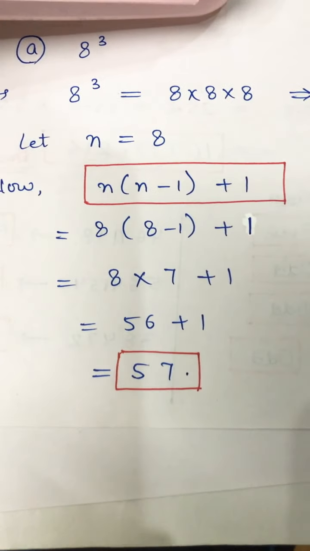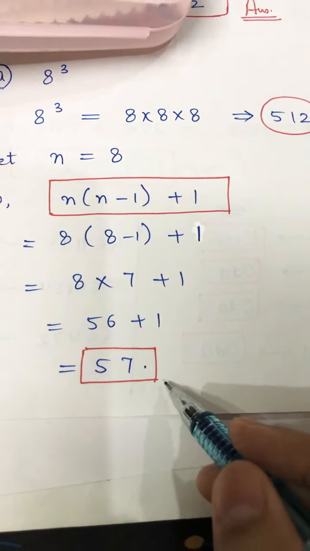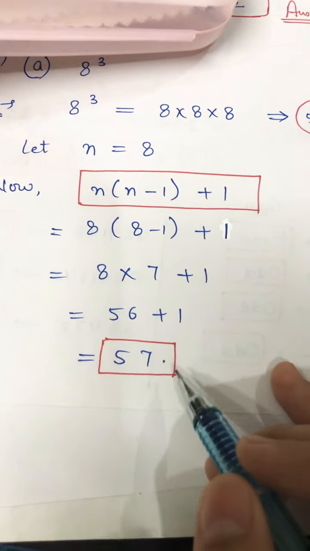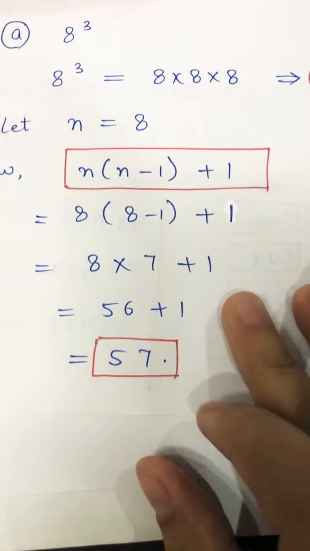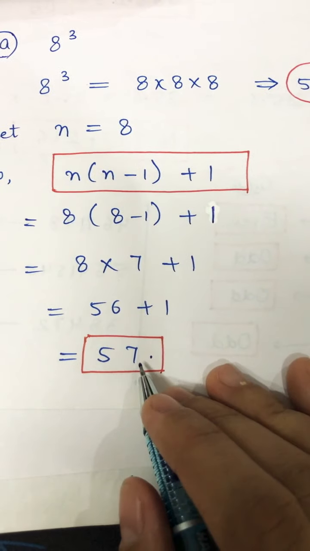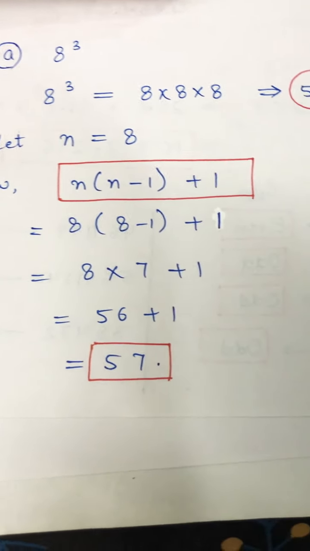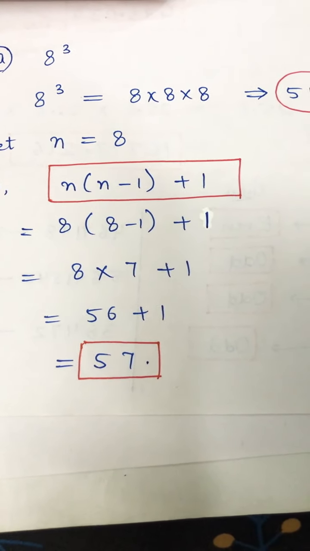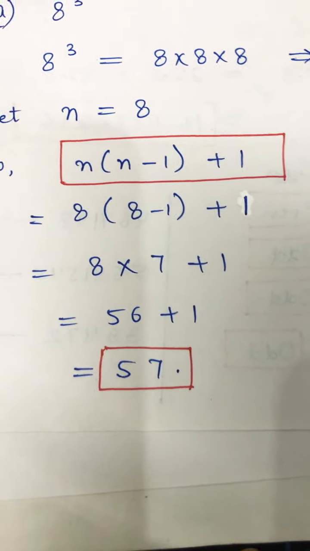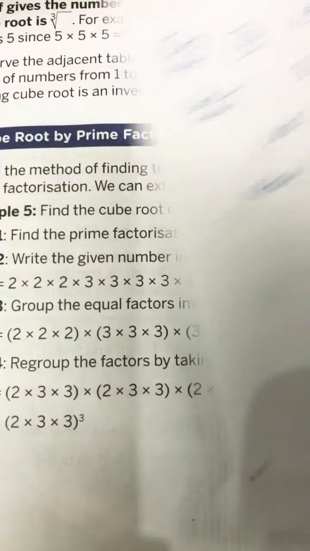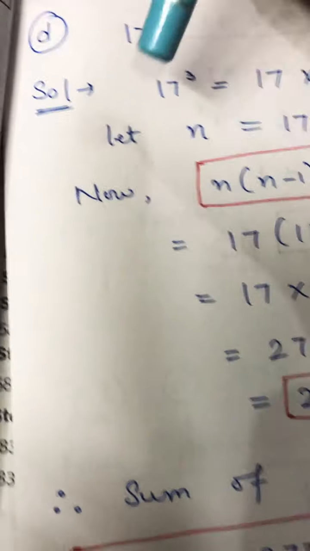Now the next step: with the help of the formula, take out the term. This is your term, 57. Now you have to find the sum of consecutive odd numbers. Is 57 an odd number or an even number? Obviously 57 is an odd number. Now you have to write down the next odd numbers in the series after 57.